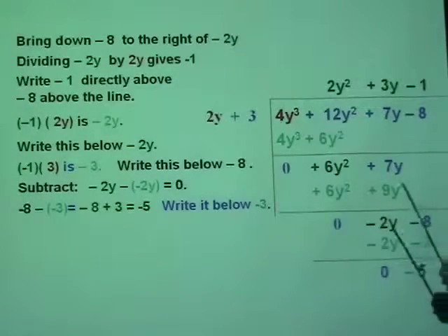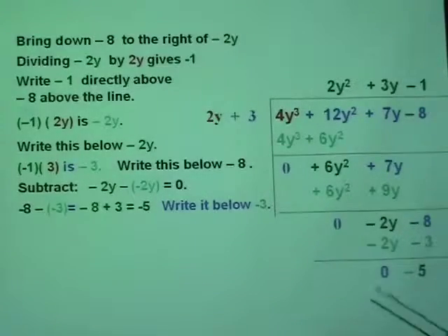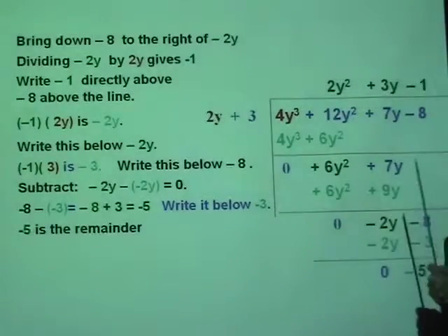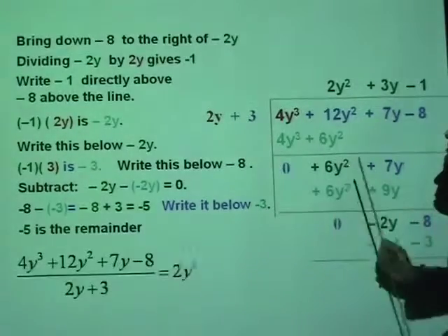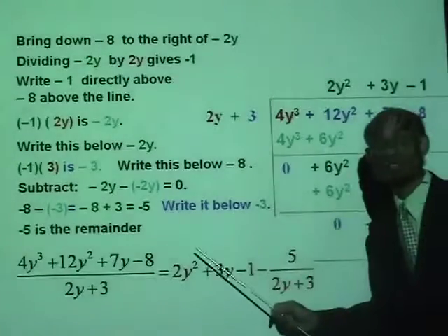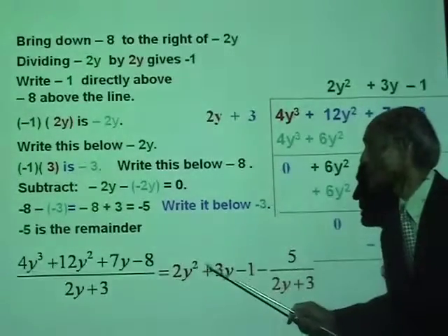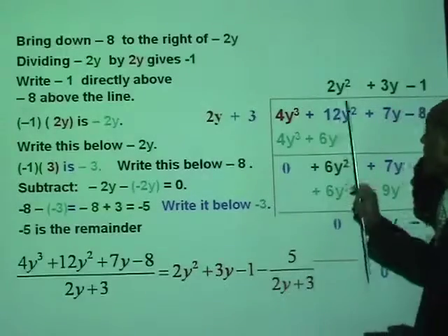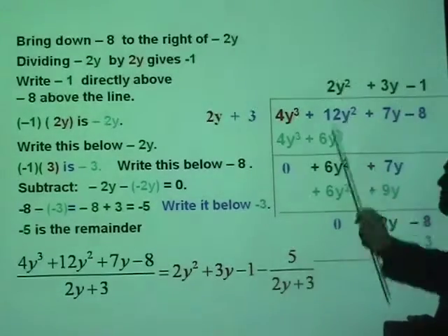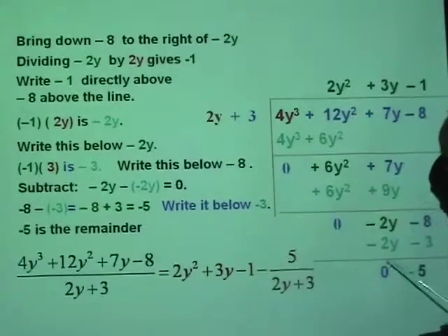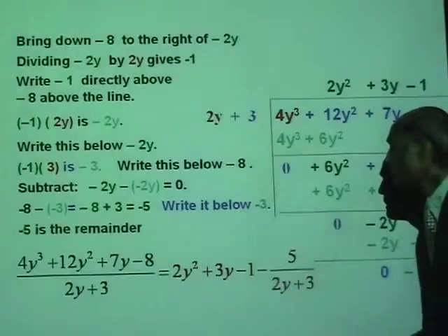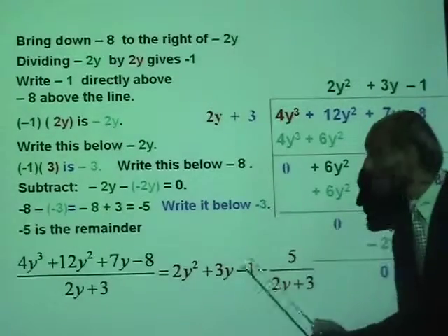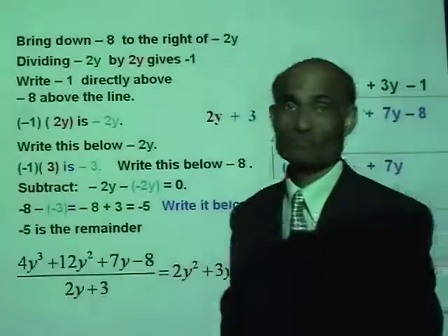Now what that tells me is that I have no more terms left. So this is my remainder. How do I write the result? The remainder is negative 5 divided by 2y plus 3. So the result is 2y squared plus 3y minus 1. Then the remainder is minus. See, the minus is because it is negative. Minus 5 over 2y plus 3. And that is the way we write the result.